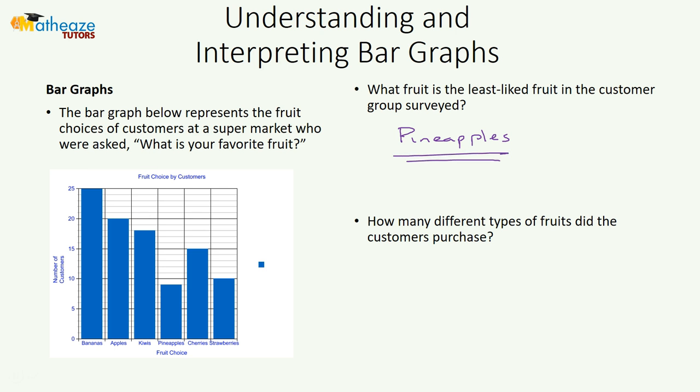How many different fruits did the customers purchase? So we look at the unique fruits that are surveyed about. So we have bananas, apples, kiwis, pineapples, cherries, and strawberries. So we have 6 different. So this is how you can use a bar graph to answer questions based on the information or the data that is represented.